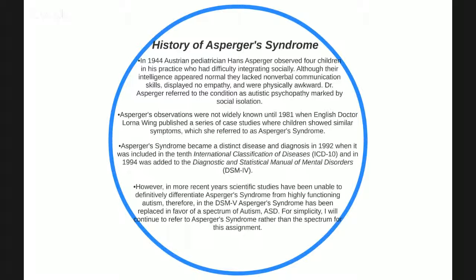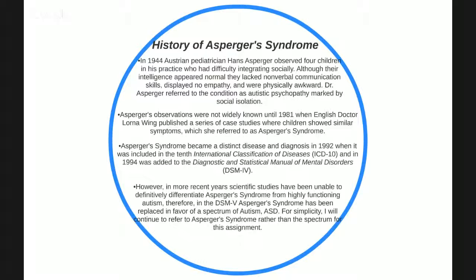Asperger's observations were not widely known until 1981, when Dr. Lorna Wing published a series of case studies where children showed similar symptoms, and she referred to this as Asperger's syndrome. Asperger's syndrome became a distinct diagnosis in 1992 when it was included in the 10th International Classification of Diseases, and in 1994 it was added to the Diagnostic and Statistical Manual of Mental Disorders.